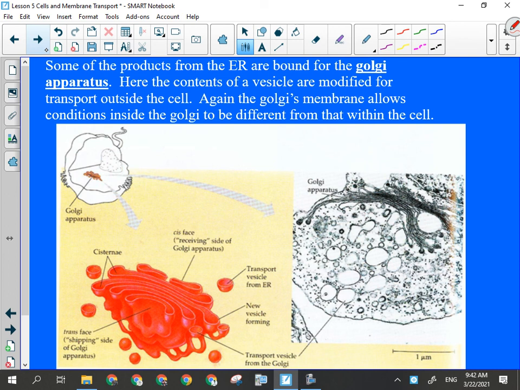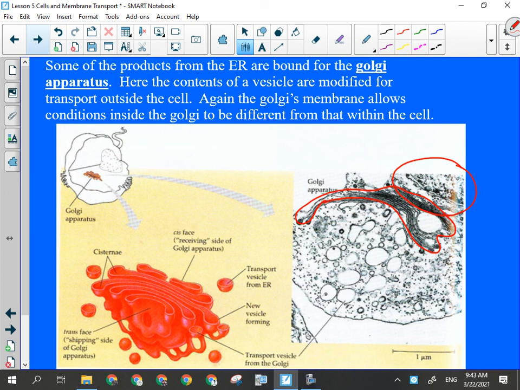Now, here's what we see with the Golgi apparatus. One side of it receives the material. That would be over here. So this is the Golgi right here. This is the materials that are coming into it. So this is the receiving side.